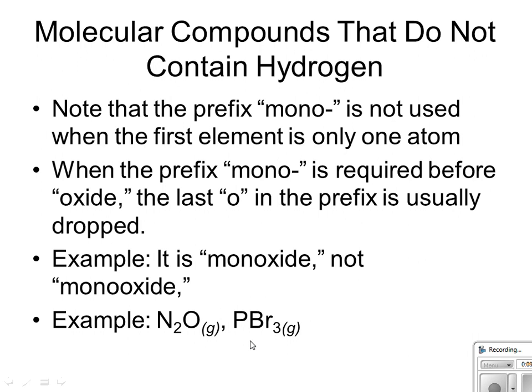PBr3, again, if we look up at this rule here, note that the prefix mono is not used when the first element is only one atom. We only have one atom here of phosphorus, so we don't say monophosphorus, we just say phosphorus. And then we have bromine, we change the ending to "ide", and we have a 3, which means tri, so it's phosphorus tribromide.